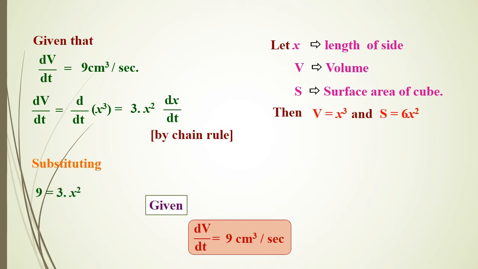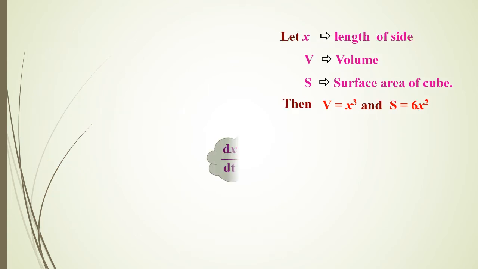All parameters are given, you substitute them. dV/dt is given as 9 cm³/s. Next, 3x² dx/dt equals 9, so after dividing by 3x², it will be 3 divided by x², which is equal to dx/dt. You can substitute the x value here or else keep it as it is, and substitute dx/dt in the next term.